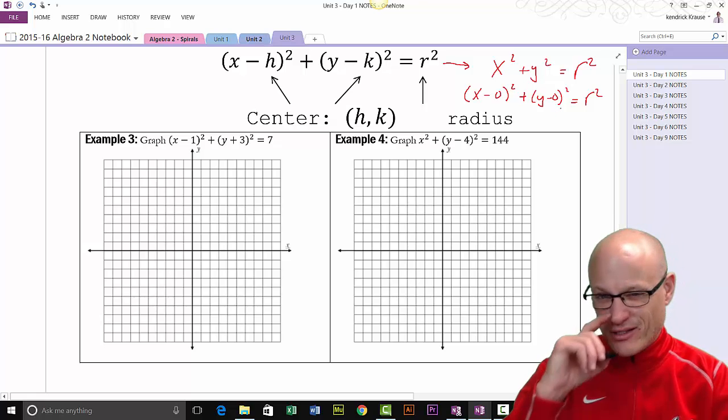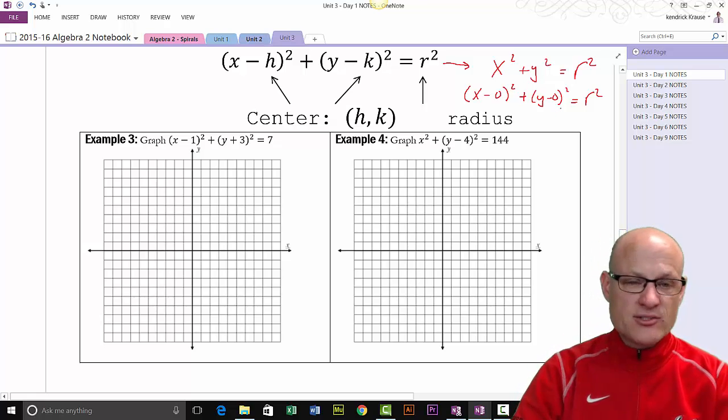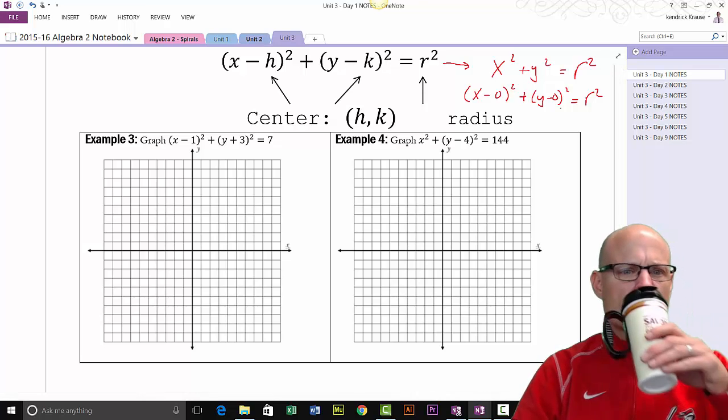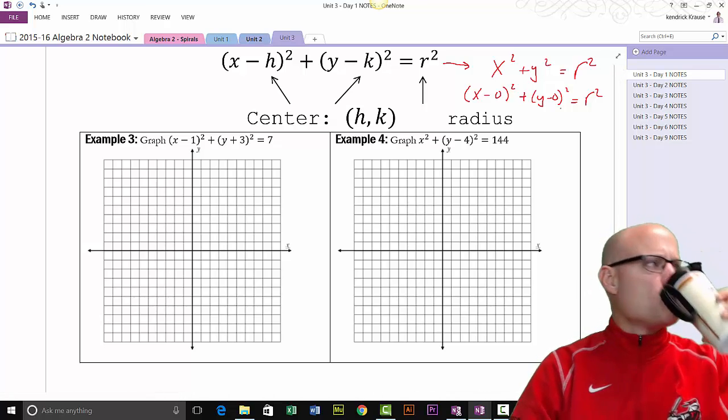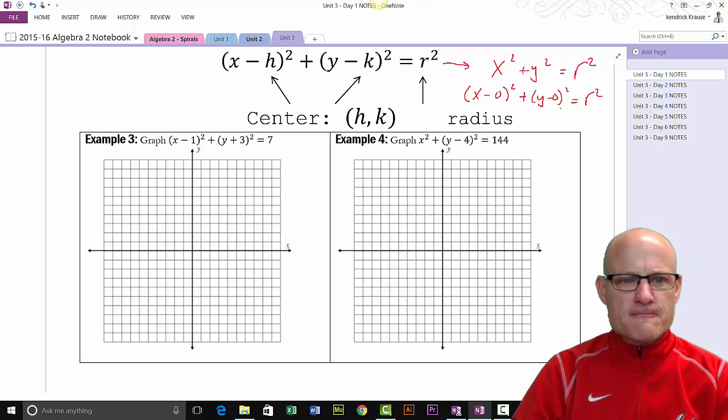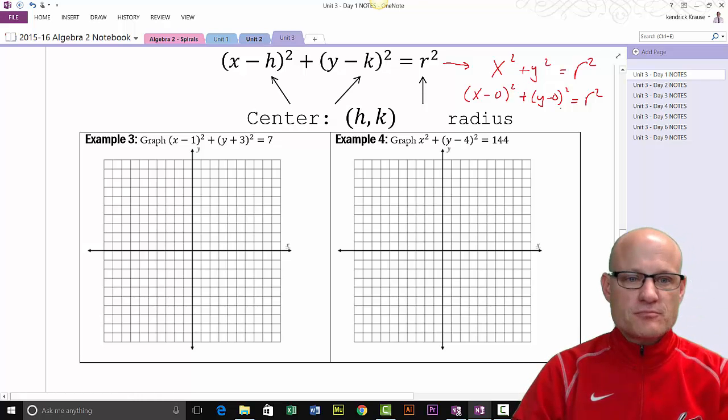Well, I don't need to put minus 0. It just is what it is. So, let's graph this one. Why would I ask you to graph one whose radius is 7? That's just dumb. 7's really hard to graph. That's dumb. I'm going to change that.